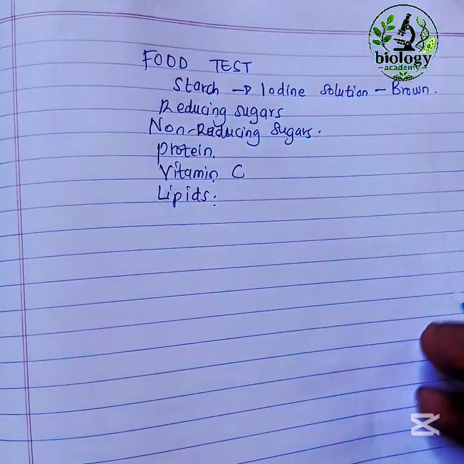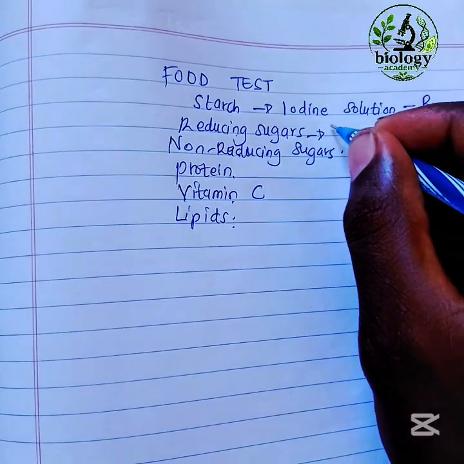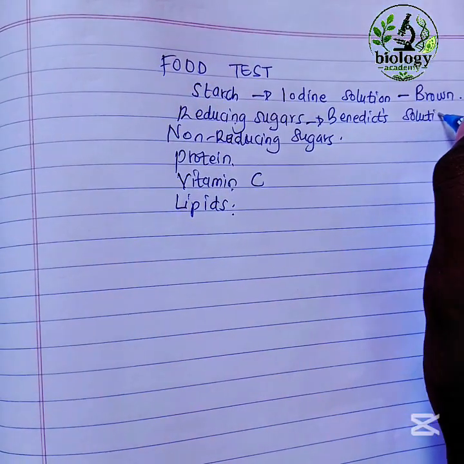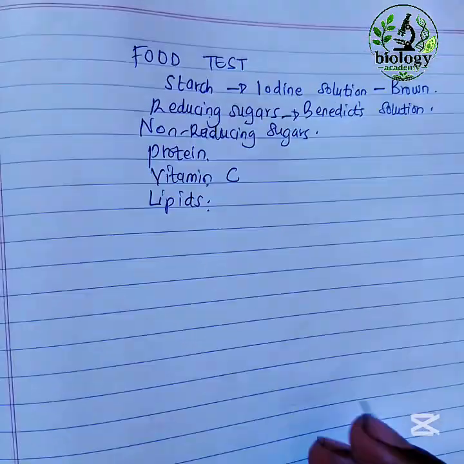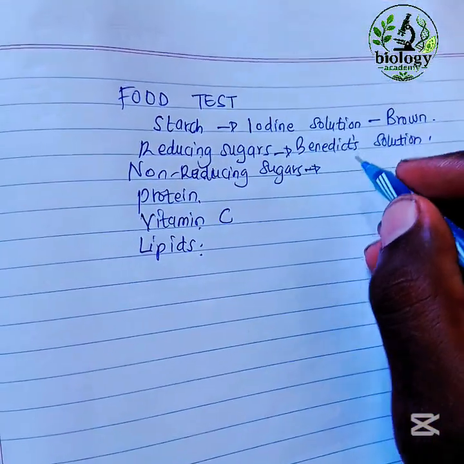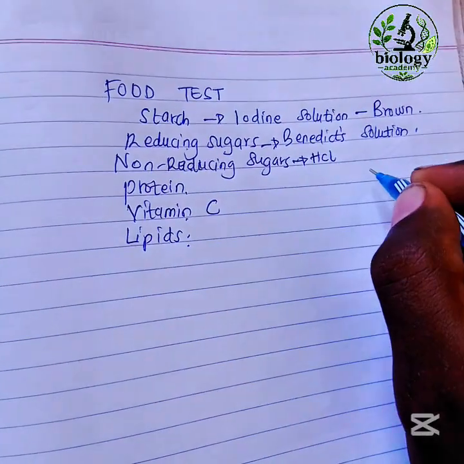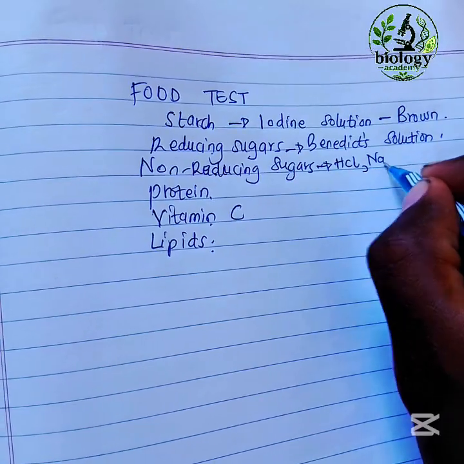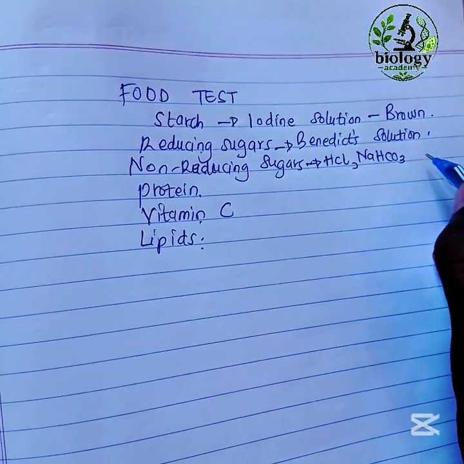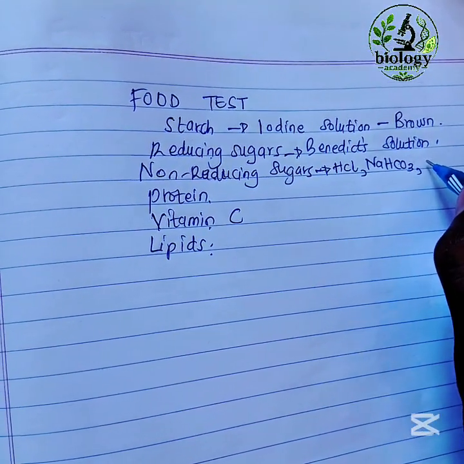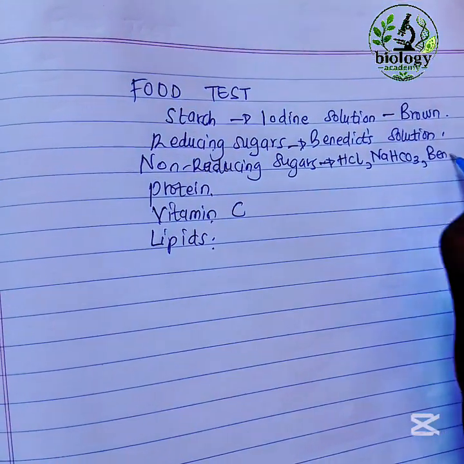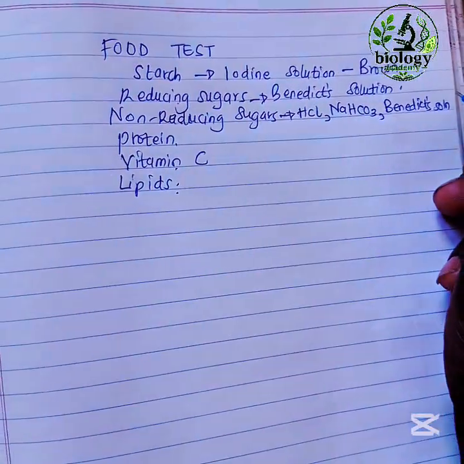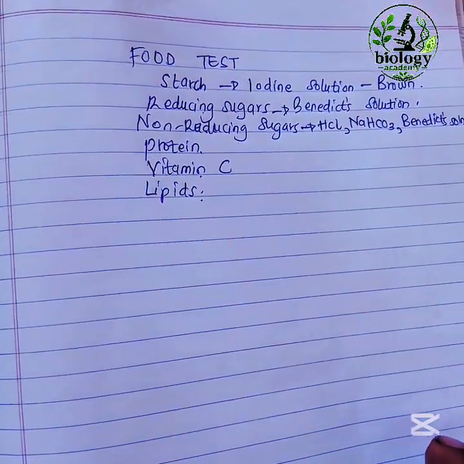Then in the test for reducing sugars, we have the reagent known as Benedict's solution. In testing for non-reducing sugars, we have number one, HCl, which is hydrochloric acid. We have sodium hydrogen carbonate. We also have Benedict's solution. So those are the reagents that you require when you're testing for non-reducing sugars.